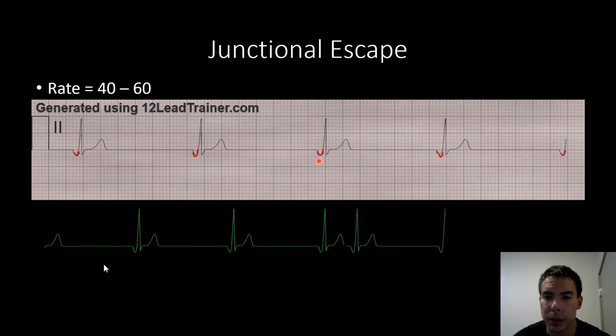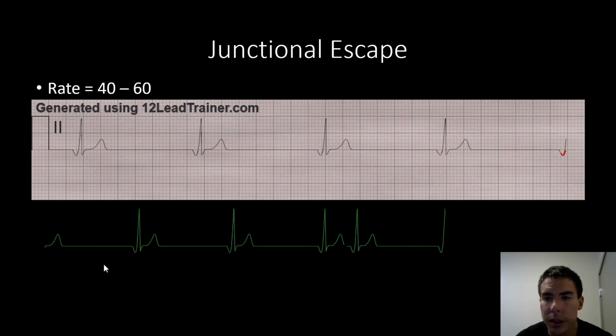So our PR interval would be about maybe 0.08, but maybe even 0.04. Yeah, we'll say 0.08. It's about right. So that's a short PR, because if we remember, normal PR intervals are going to be 0.12 to 0.20 seconds. So that's a short PR interval. So our QRS then, I'll erase these P wave drawing things.